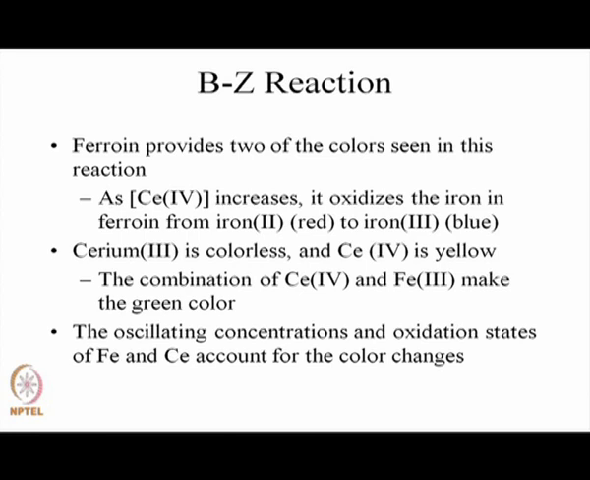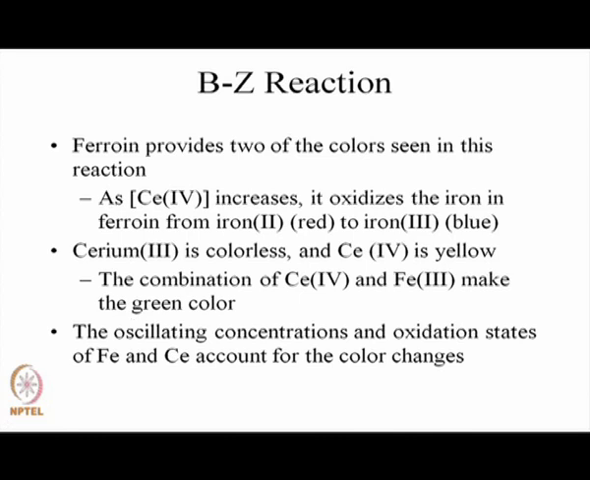Okay. So basically there is a changeover from red to blue, and maybe blue to red, and correspondingly ceric ion is reduced to cerous, that is cerium 3, which is colorless, and cerium 4 is yellow. So the combination of yellow and blue, okay, so cerium 4 yellow and iron 3 blue, this combination makes the green color.